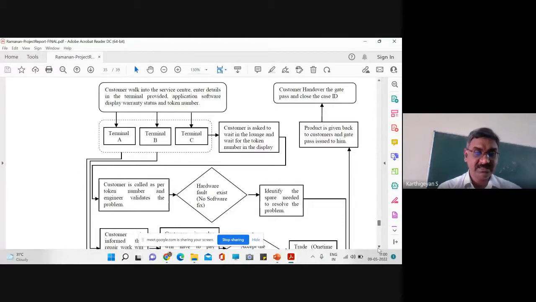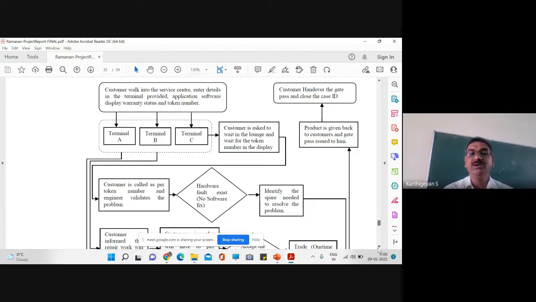Since it's an HP service center, they are able to put automated systems in the receiving terminal. Once the customer walks into the service center, he enters the details in the terminal. The application software displays the warranty status and token number. So he can check whether it is in the warranty period or not, and identify the token number. Then from the terminals, he can immediately finish his work.